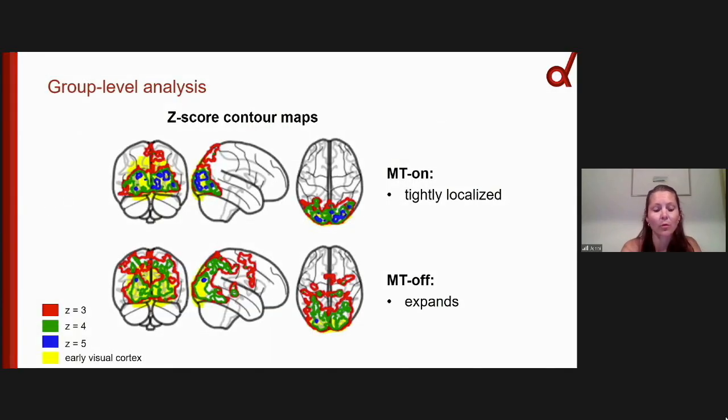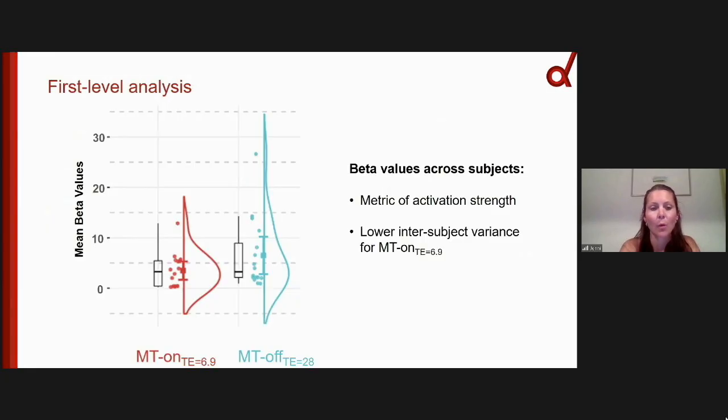Having this in mind, we looked at contour maps superimposed on the early visual cortex. We could find that for MT on, the activation, the Z-scores are tightly localized, whereas for MT off, they expand, also giving rise to the pattern of the activation as a function of TE, which we've seen on an earlier slide. When we then examined individual beta values as a metric for the activation strength, we could find a narrower distribution for MT on, so a lower intersubject variability, which is responsible for the higher Z-scores that we obtained for the first echo of MT on.